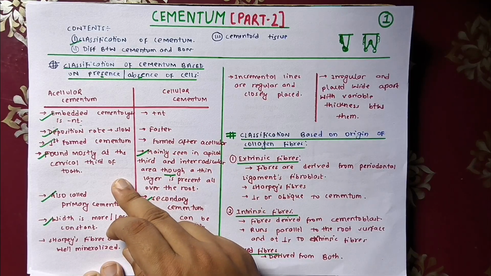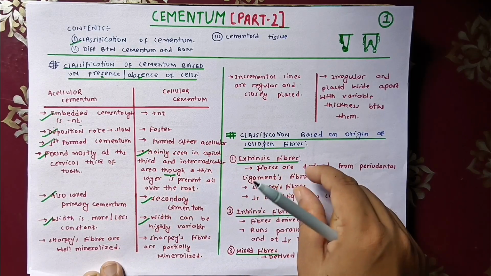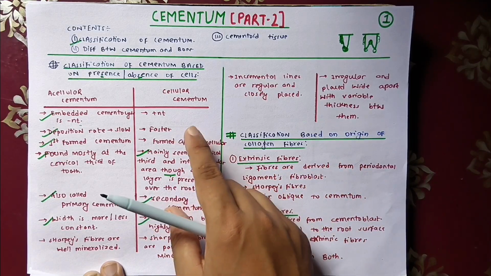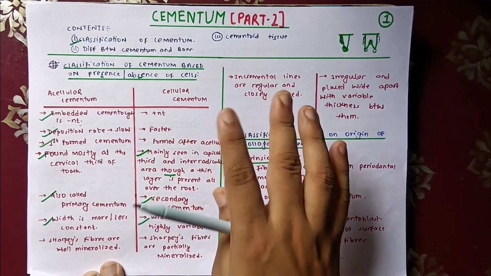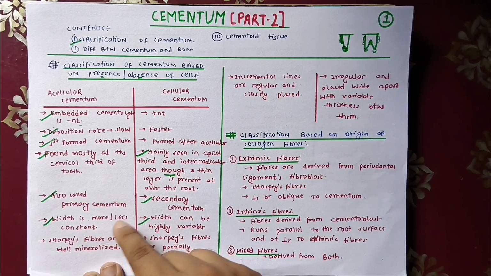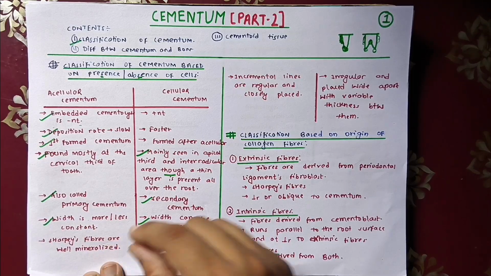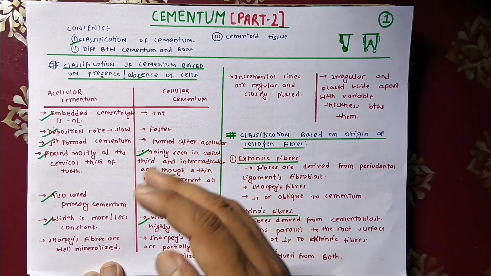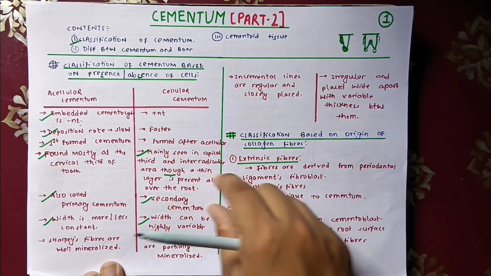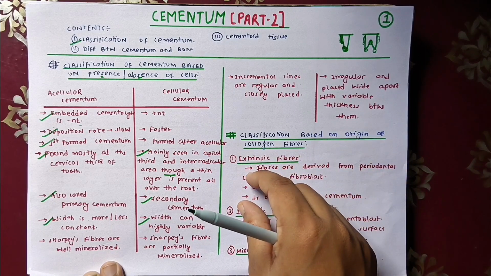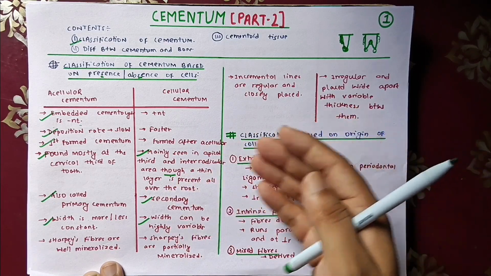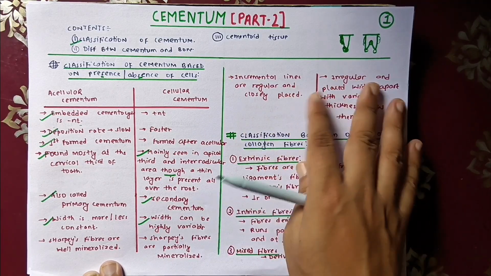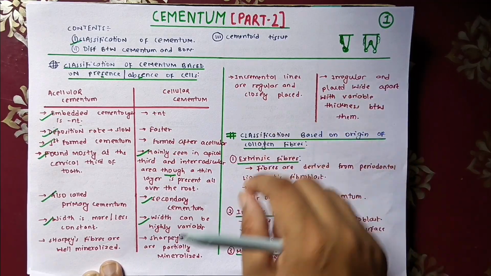Similarly here, acellular cementum is formed first, but when the cementocyte comes into it, it changes into cellular cementum. The width of acellular cementum is constant. When the cell comes, it changes into cellular cementum, and again newer acellular cementum is formed. So this is a way to remember.